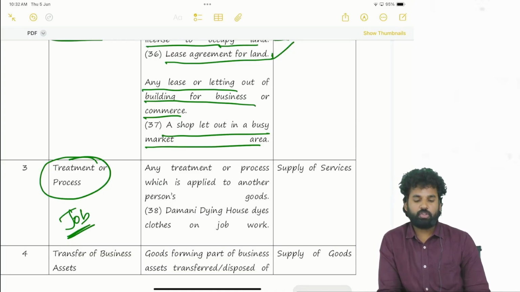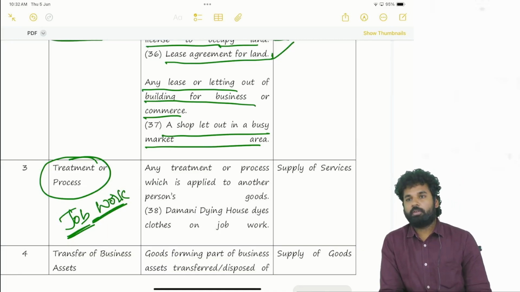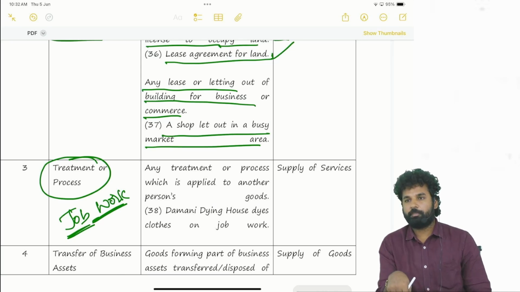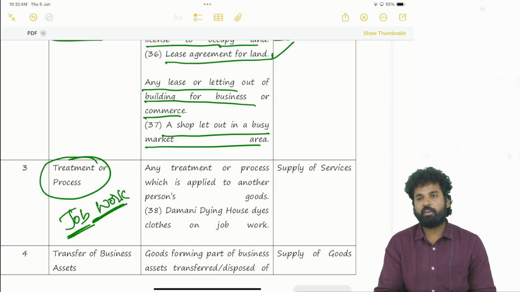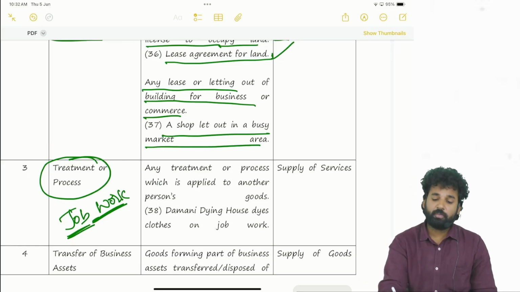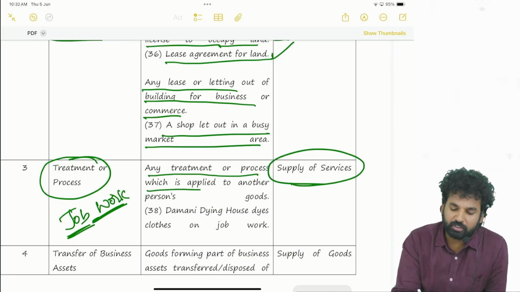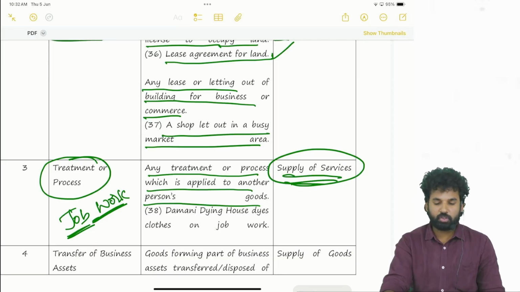It is a treatment or process which will be called a job work. Whenever you are doing job work, it is a service. You are not supplying goods here. You are just taking the goods, and on such goods you are doing some activity, just like a tailor or carpenter. They take the goods, mold them in whichever way they want, and deliver them back to the customer. So here they are providing only service. Any treatment or process which is applied to another person's goods is a supply of service.